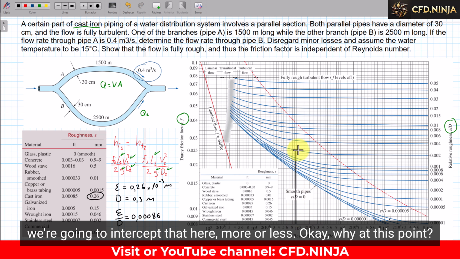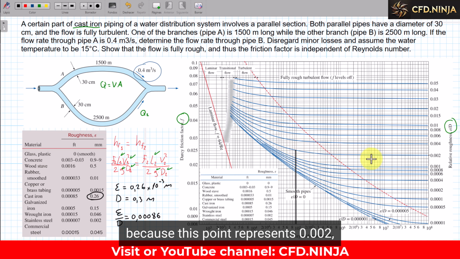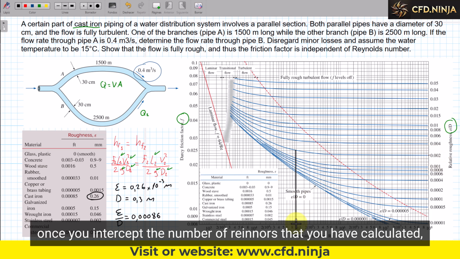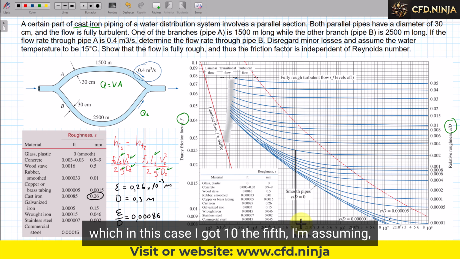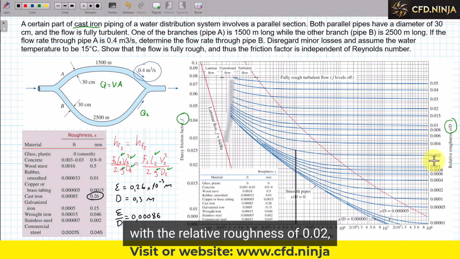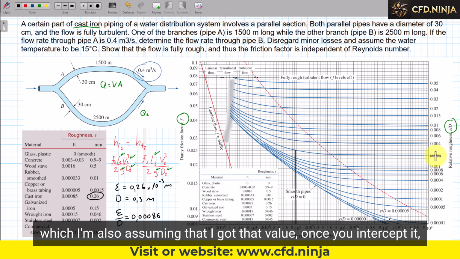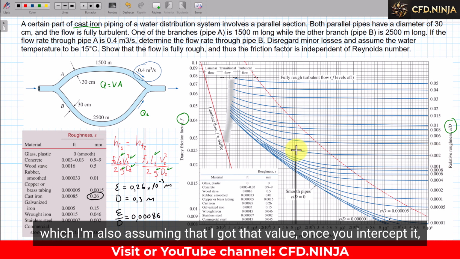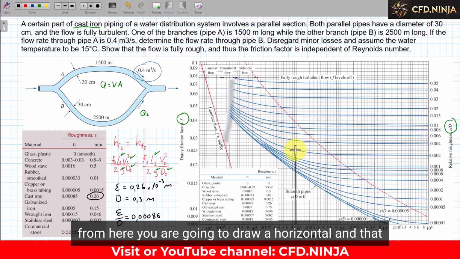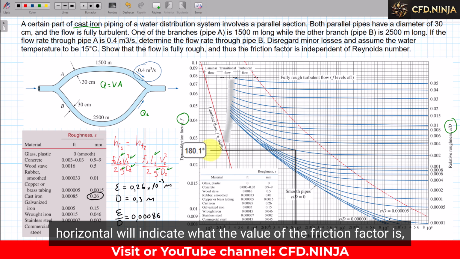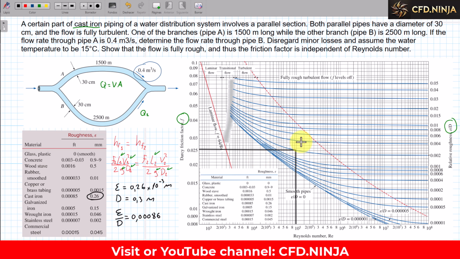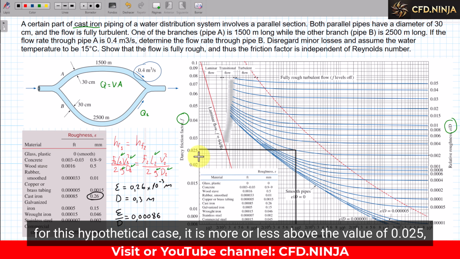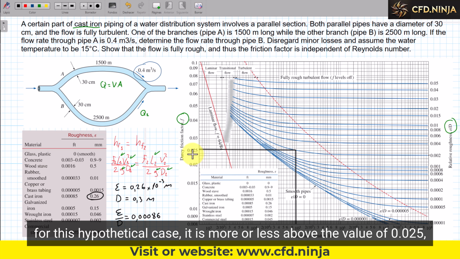Okay, why at this point? Because this point represents 0.02. Once you intercept the Reynolds number that you have calculated, which in this case I got 10 to the 5th, I'm assuming, with the relative roughness of 0.02, which I'm also assuming that I got, from here you are going to draw a horizontal. And that horizontal will indicate what the value of the friction factor is. For this hypothetical case, it is more or less above the value of 0.025.